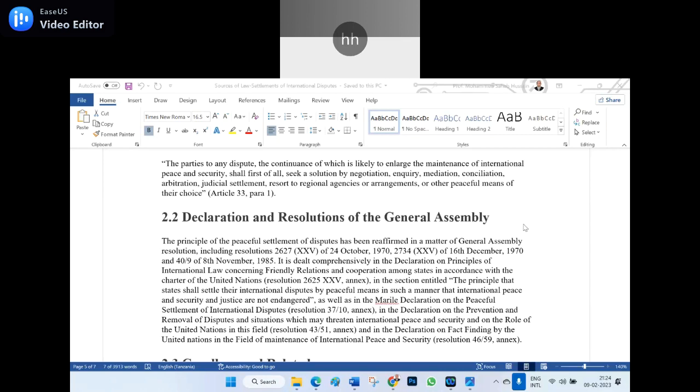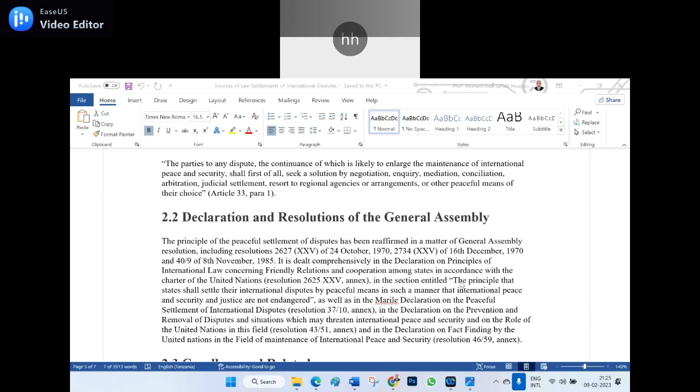Answer, no. So what do you have to do? General Assembly resolutions are there and it is dealt with comprehensively in the Declaration on the Principles of International Law concerning Friendly Relations and Cooperation among States in accordance with the Charter of the United Nations. So you have to write that the General Assembly made resolutions as per the Charter to resolve disputes between member states for the amicable settlement of international disputes. That way you have to write it in the exam.